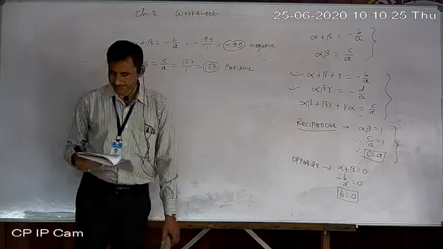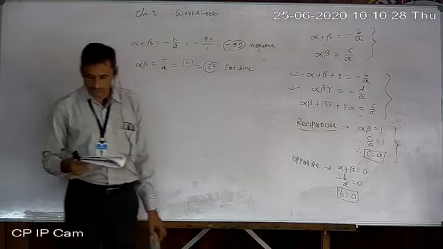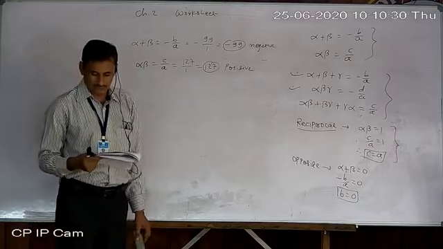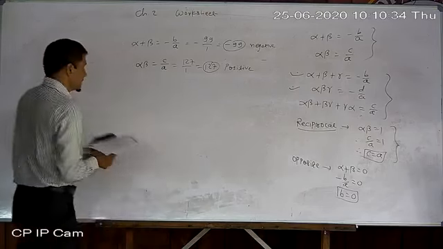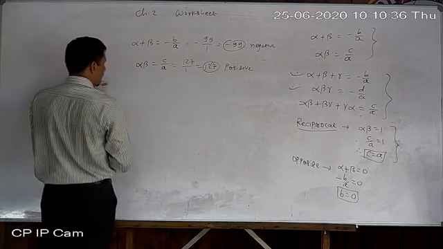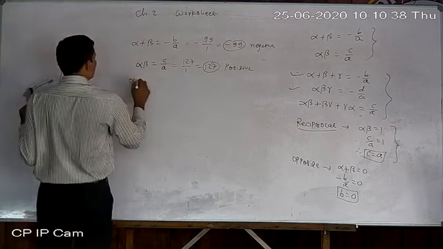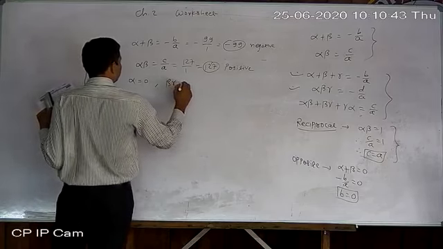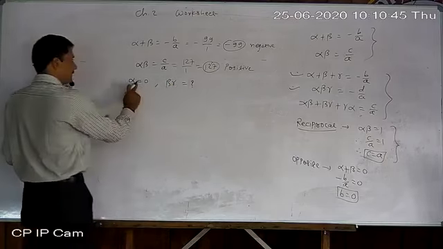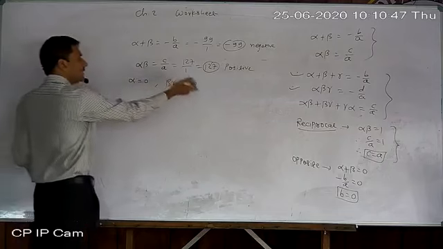Look at 17. Given that one of the zeros of the cubic polynomial is 0, what is the product of the other two zeros? Any one is 0. There are a total of 3 zeros of a cubic polynomial. So alpha equal to 0 is given, and they are asking beta into gamma. You can take beta equal to 0, then alpha gamma is asked.